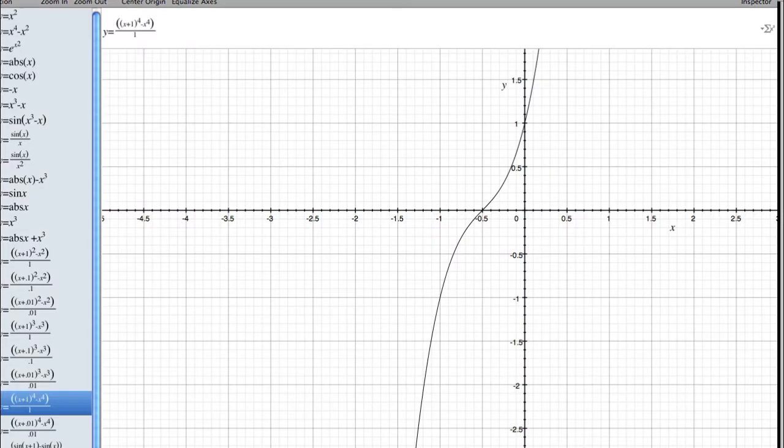Okay, with that now, here is our function. Right up in this corner, we have y is equal to x plus 1 to the fourth minus x to the fourth divided by 1. So that's our f of x plus h minus f of x divided by h. And here is what the graph of the function looks like. Okay? Now suppose instead of using 1 up here in this expression, I use 0.01.